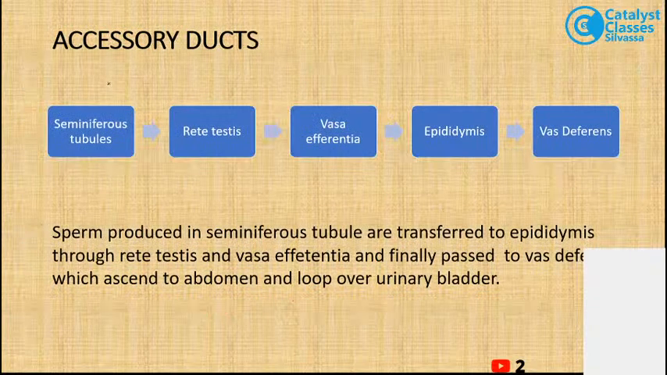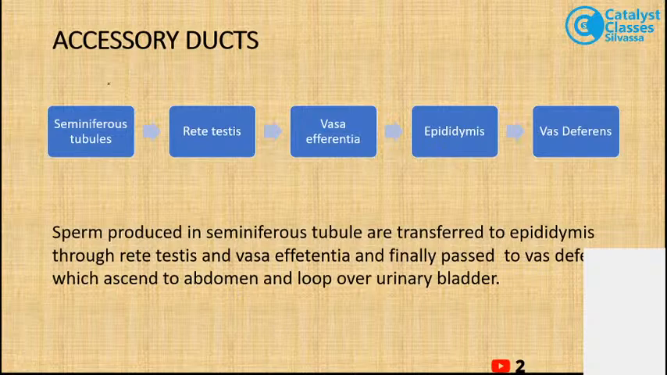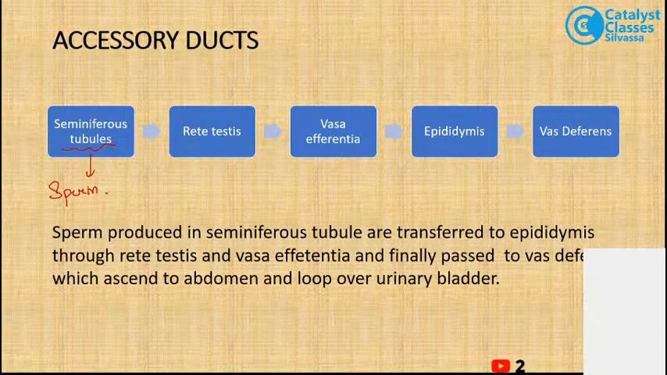Okay, then we are moving next to the accessory ducts. Okay, now you will see that there are different types of accessory ducts that are present along with the testis. Okay, seminiferous tubule में क्या होता है? Actually sperm formation हो रहा है. Remember, seminiferous tubule is not an accessory duct, but just for your understanding I have written here.